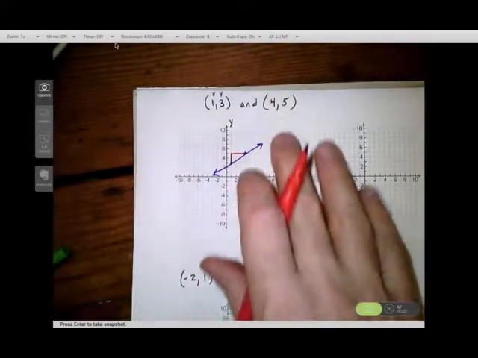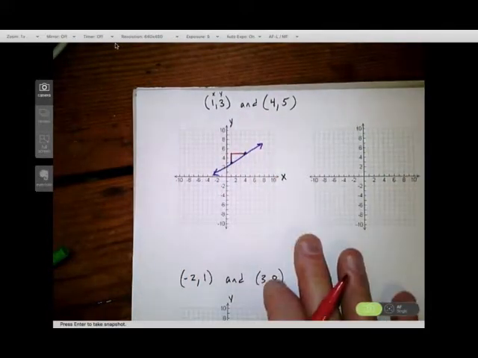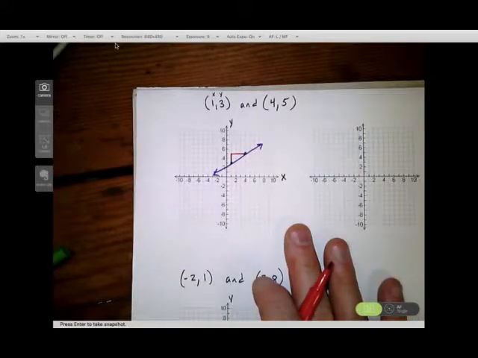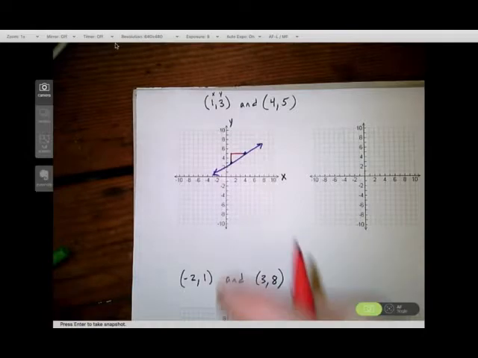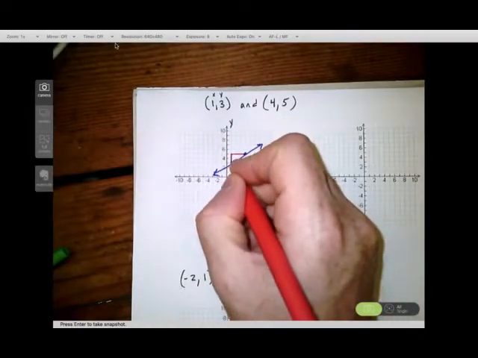Okay, eventually you'll learn a formula to do this, but for now we're going to do it on the graph. I think it's a good first introduction to slope is to graph the points or to look at a graph and count. Okay, so now I got to figure out how far up did I go.